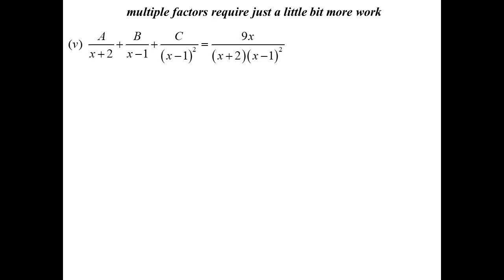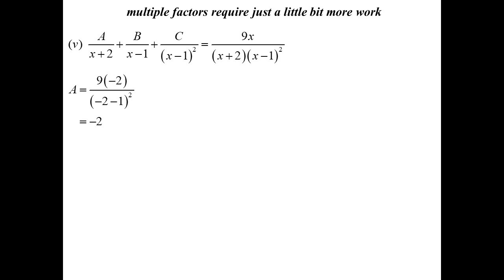Now we'll see multiple factors. So this one here, what would I have done? To work out A, that's nice, cover up the x plus 2, I'll get -2. Here's where I now have a problem. I've got x minus 1 and x minus 1 squared. We're substituting in what makes it equal to 0. So if I cover up the x minus 1 squared, am I getting the answer for C or am I getting the answer for B? It's going to be the highest power.